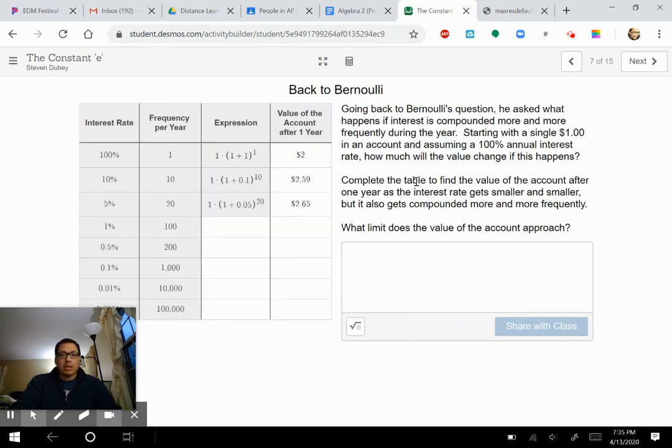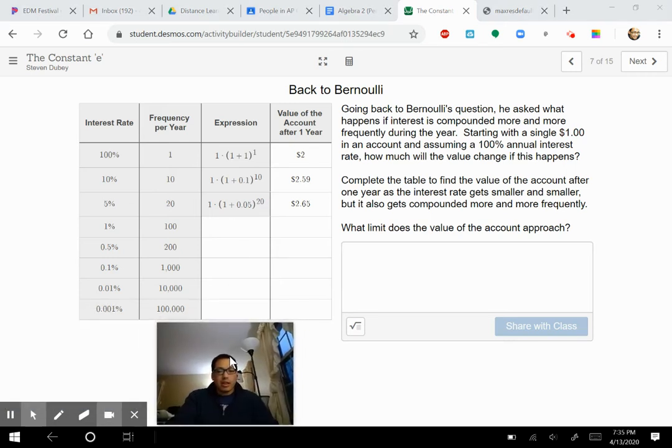So let's do this again and see what happens if we do this sort of ad infinitum. We'll just do this again and again with more and more frequency, but smaller and smaller increments. Go ahead and see if you can write down the expression, and then put that in the calculator and see what you get as the value of the account.